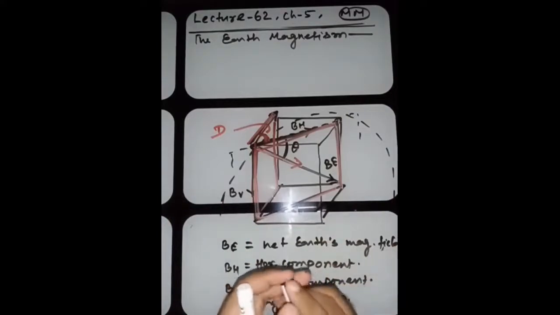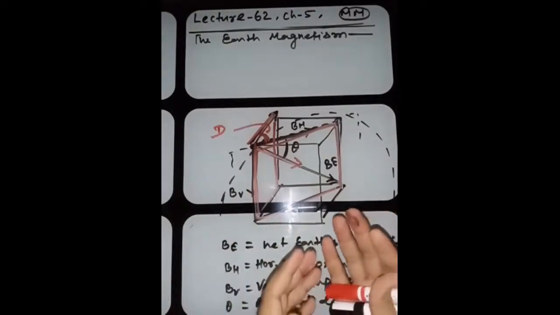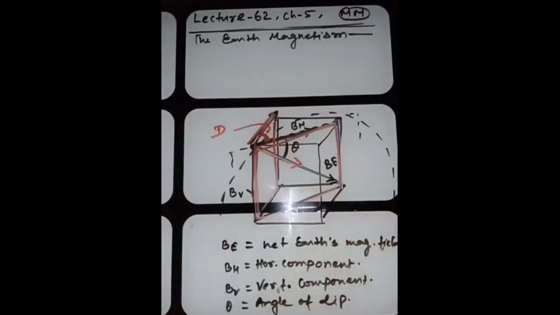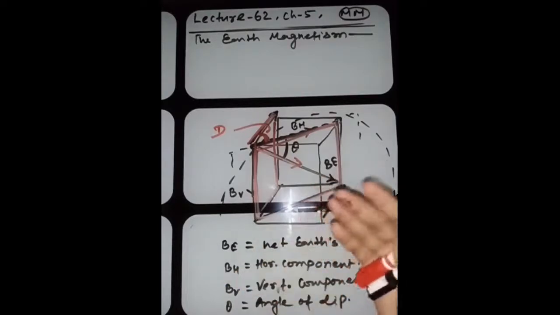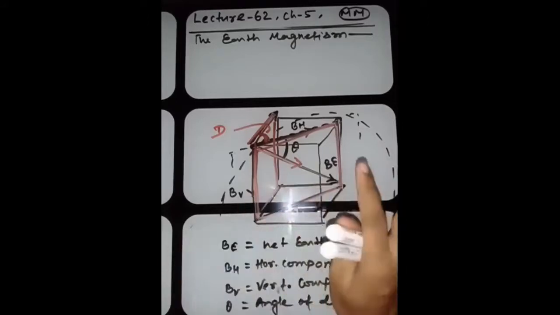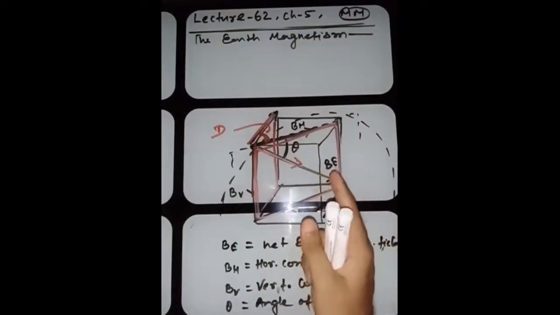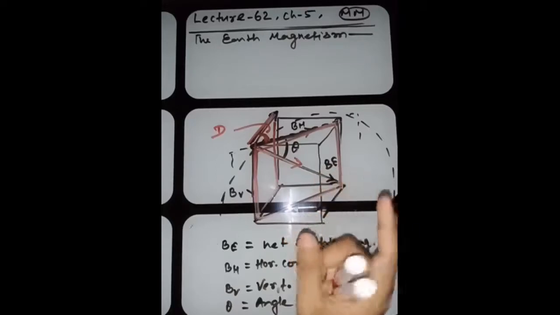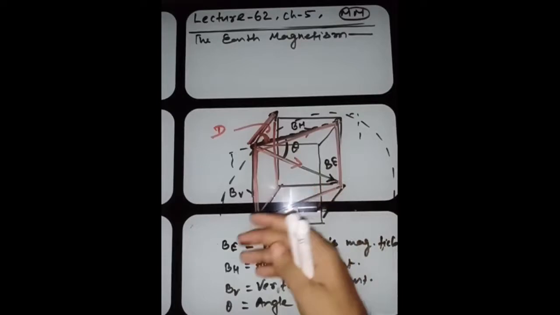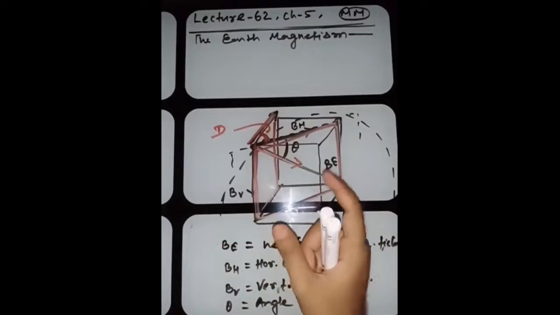So I think our lecture is getting longer. In the next class, my dear students, I will specify the three components and then we will study a few more elements of Earth's magnetism. But remember, to describe the magnetic field of Earth at any point on its surface, we need three quantities, called the three elements or components. In examination, if you are asked to write the three components of Earth's magnetic field, then you will write three components.